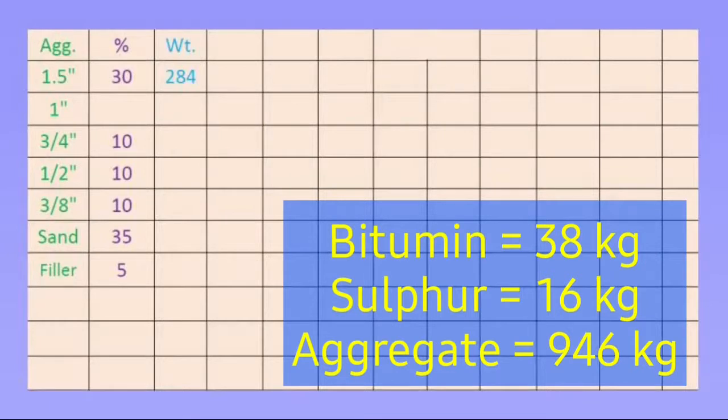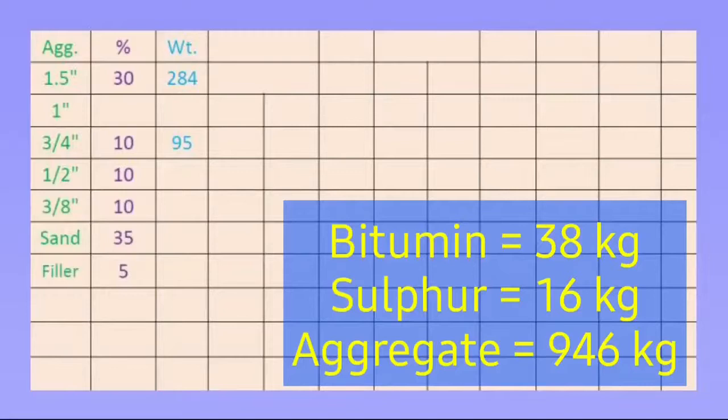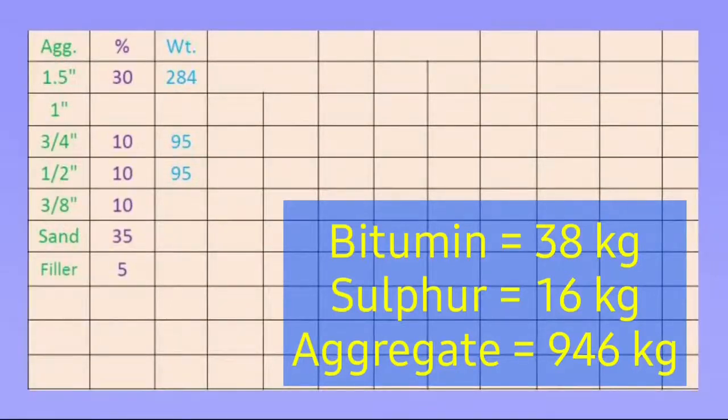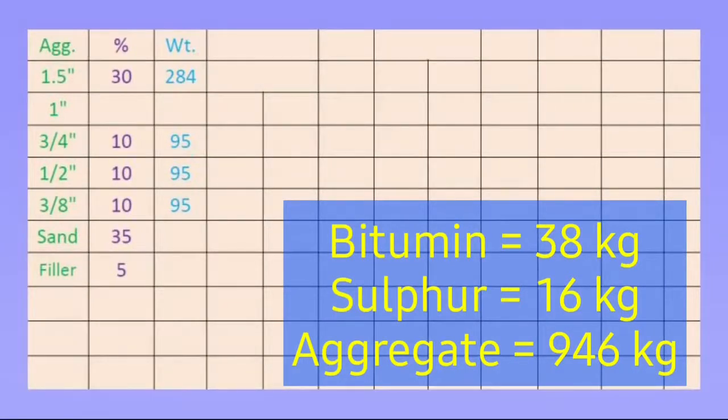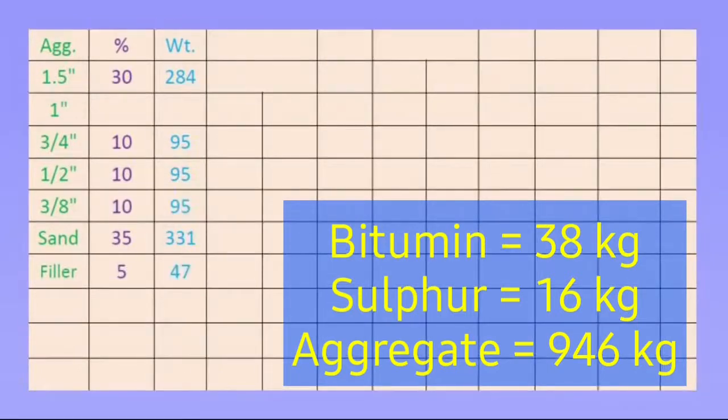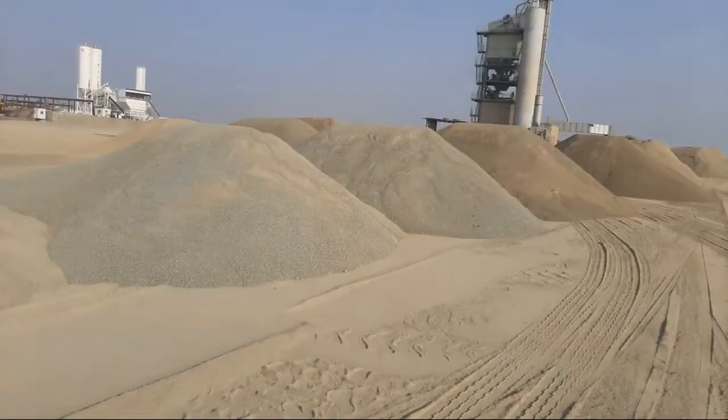Same as, calculate the weight for 3/4 inch aggregate, half inch aggregate, 3/8 inch aggregate, sand and filler. Now you have calculated all the weights in kg. Now inside the control room, the operator system, put all these values one by one. Select stockpiles of aggregates. All stockpiles should be uniformly mixed, otherwise it will not give a uniform mix.